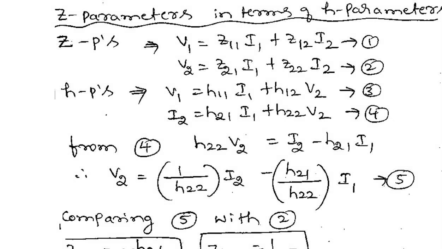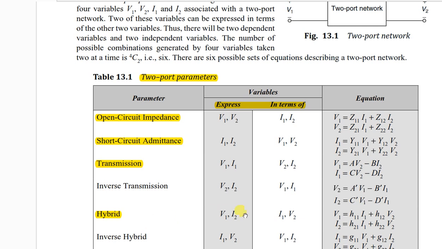In this video, I'm going to explain expressing Z parameters in terms of H parameters. So you have to write the Z parameter two equations, V1 and V2 expressed in terms of I1 and I2. Recall that in H parameters, V1 and I2 are expressed in terms of I1 and V2. This order you should remember: first you have to write V1, then I2, and on the right side, I1 first, then V2.